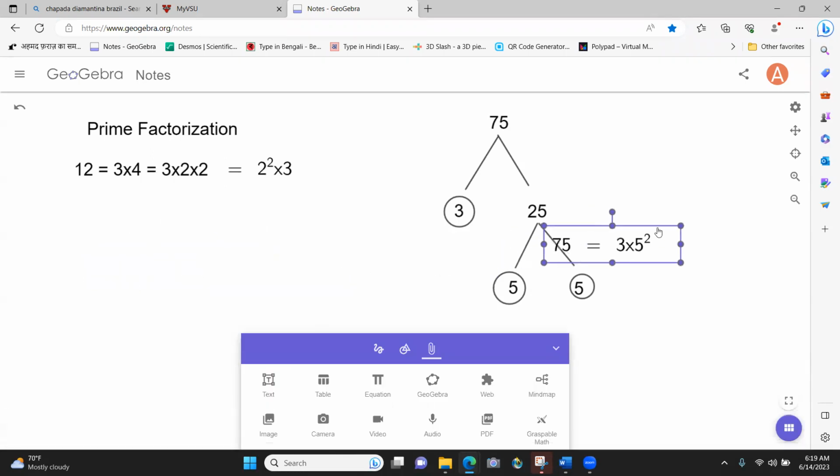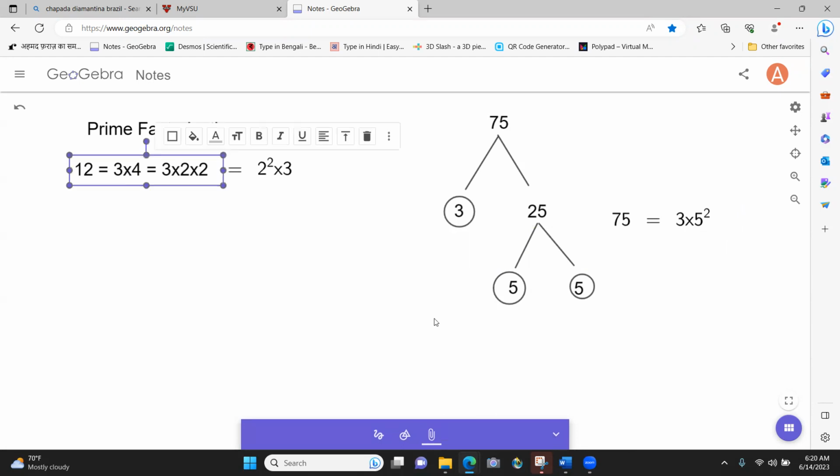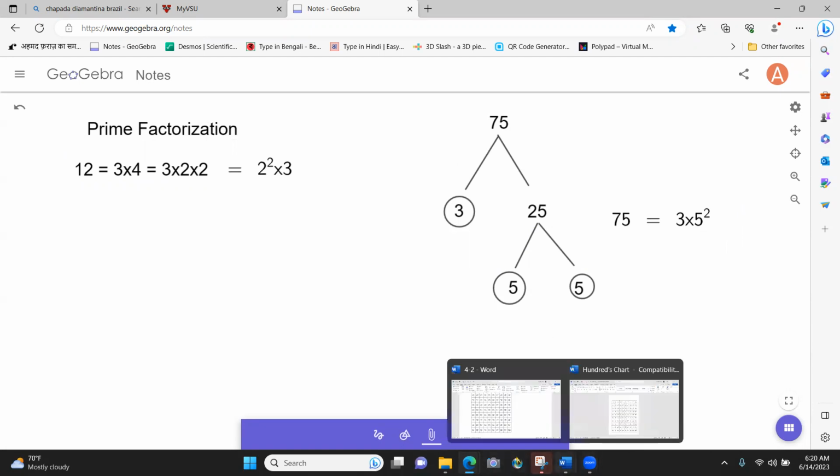This is called the tree method. It's very similar to the way I did here, but it's a little more visual. There are some problems like this in your book. In this context, I would like to mention one more thing.